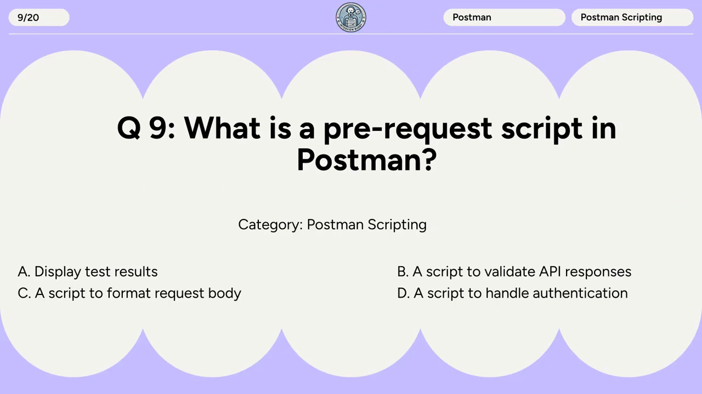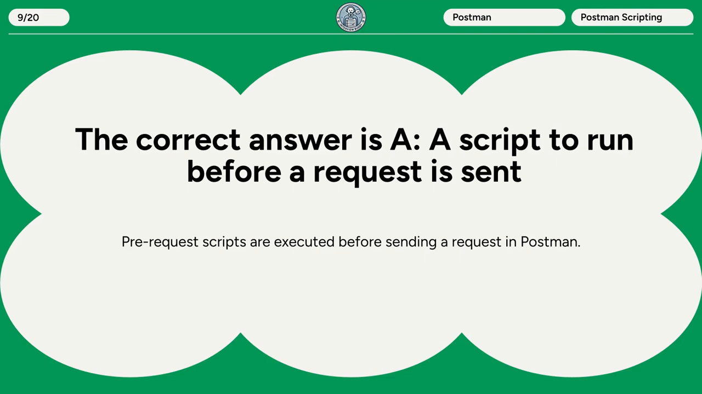Question 9. What is a pre-request script in Postman? A. A script to run before a request is sent. B. A script to validate API responses. C. A script to format request body. D. A script to handle authentication. The correct answer is A. A script to run before a request is sent. Pre-request scripts are executed before sending a request in Postman.